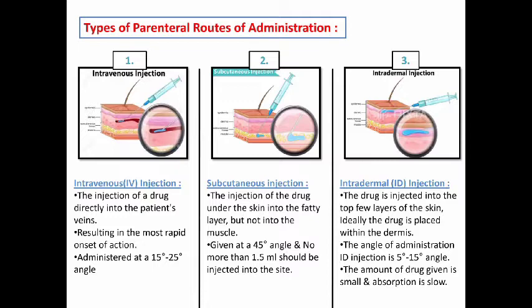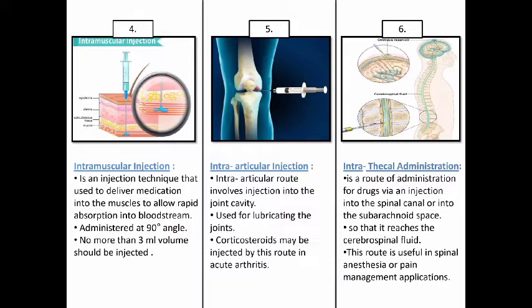Third, intradermal injection. The drug is injected into the top few layers of the skin. Ideally, the drug is placed within the dermis. The angle of administration of intradermal injection is 5 degree to 15 degree. The amount of drug given is small and absorption is slow. Fourth, intramuscular injection is an injection technique used to deliver the medication into the muscle to allow rapid absorption into the bloodstream. Administered at a 90-degree angle, no more than 3 ml volume should be injected.